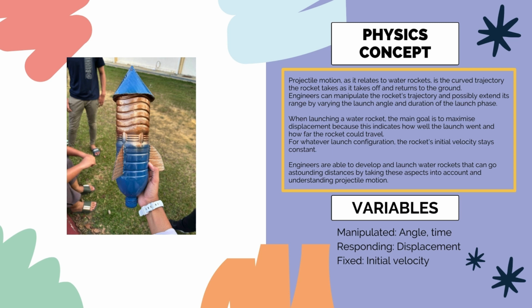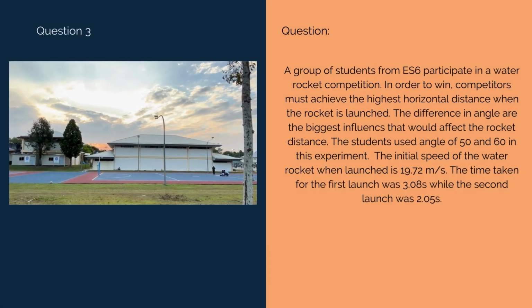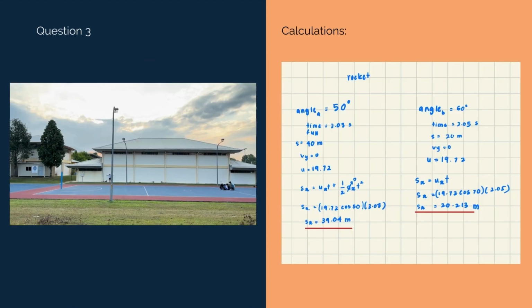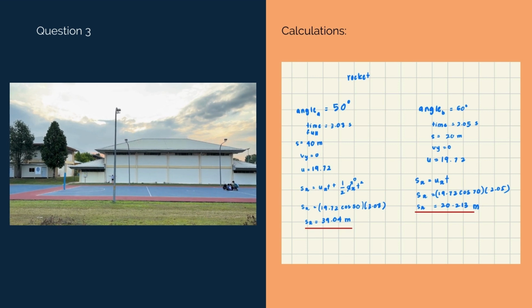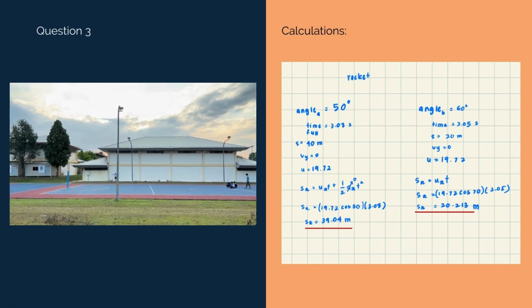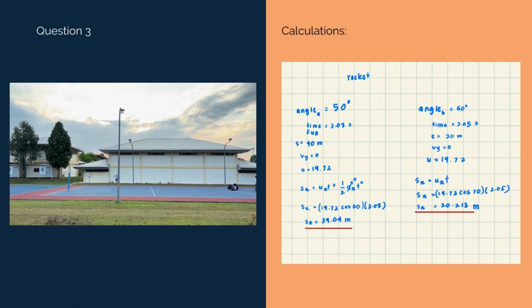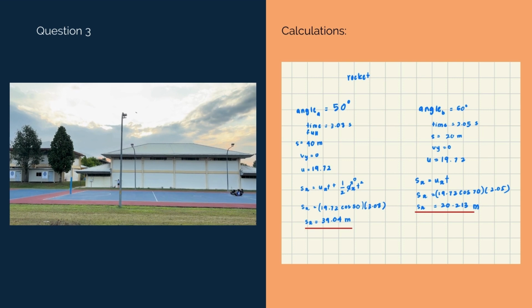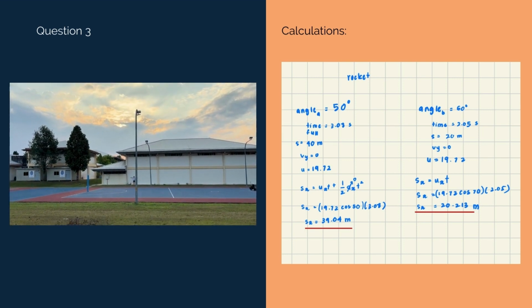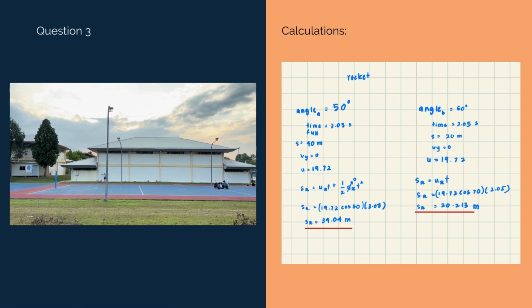In this case, we have to consider the initial velocity, thus we have to find the initial speed of horizontal motion and vertical motion. We have to use Ux equal to U cos theta. To illustrate, we know that the first angle used by the student is 50 degrees. So we can substitute the information into Ux equal 19.72 cos 50 degrees to get the initial speed of horizontal motion. We are already informed that the time taken is 3.08 seconds.